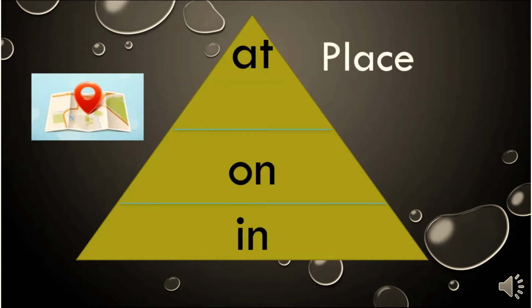Just as we saw before with time, we're going to start small. We use at to talk about very specific small locations. For example, at McDonald's, at work, at home, at school, at 1502 North Oak Street. All of these are very specific locations, either a house or a school or a restaurant. They're very small.